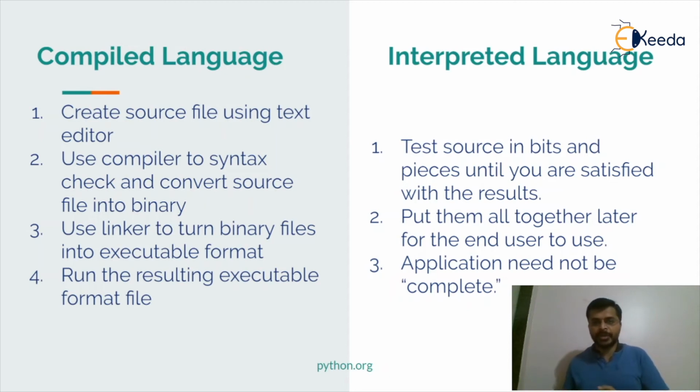Whereas in the case of interpreted languages, a test file or a test source is actually written in bits and pieces and directly executed by the interpreter. Once we are confident about the program execution, we collect all those bits and pieces together, put them in a source file, and then our application gets completed. We can directly execute that application. That is the difference between a compiled language and an interpreted language.